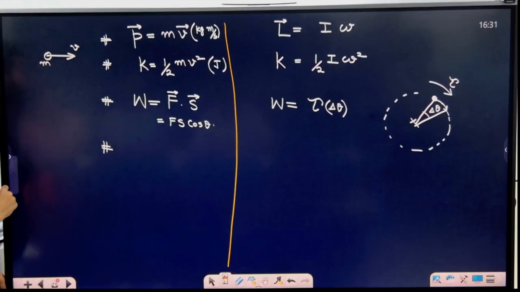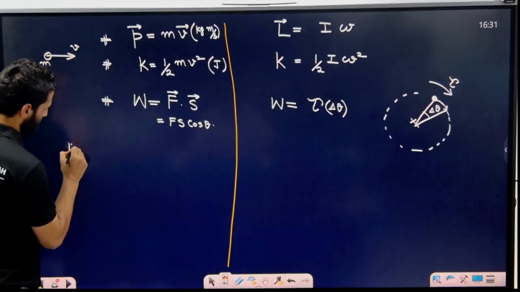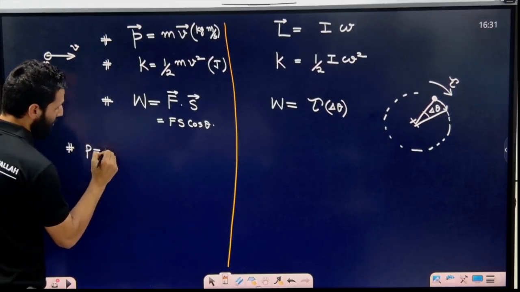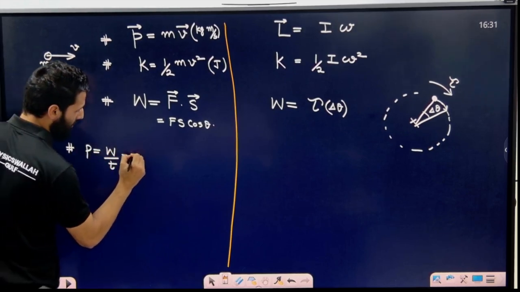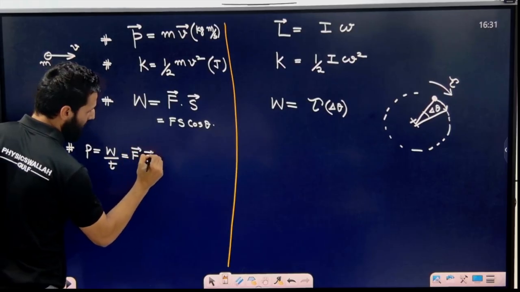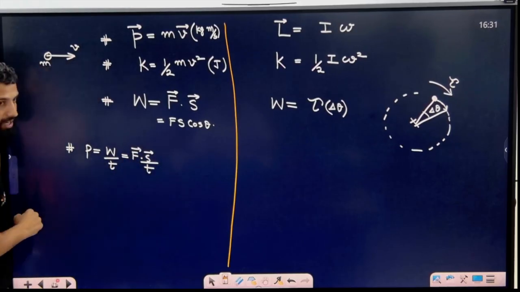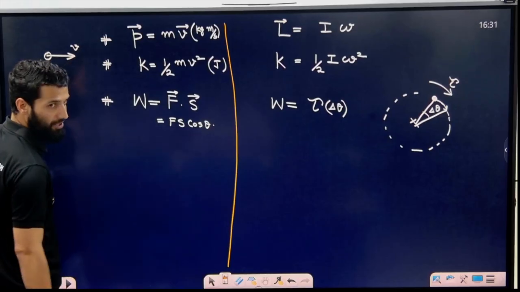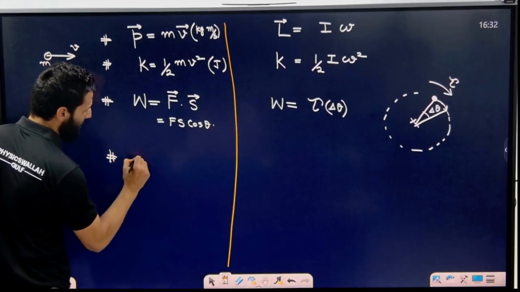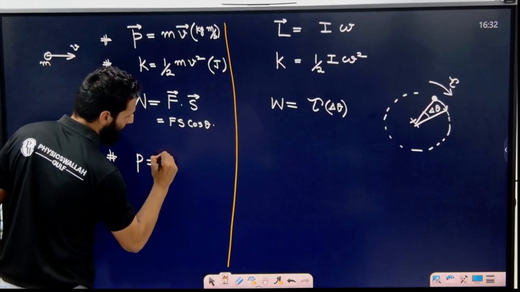In the power and energy chapter, those who have attended the class, or from the basics also, you can tell me what is power equal to? Power is equal to work by time. What is work equal to? F dot S divided by time. What is displacement by time? Velocity. Remember another definition: power is basically F dot v.